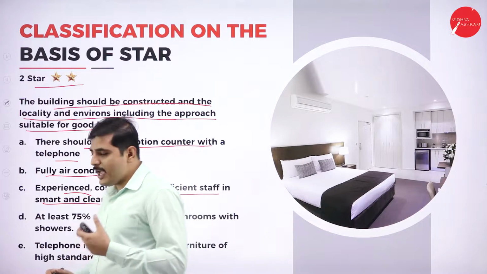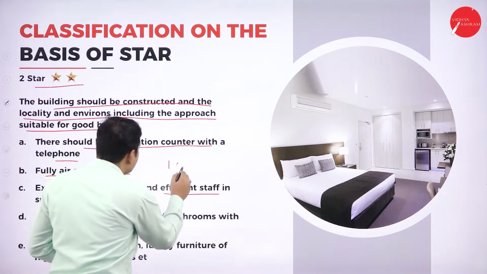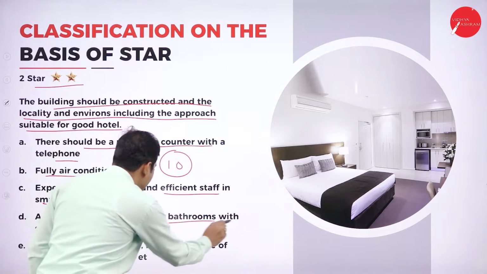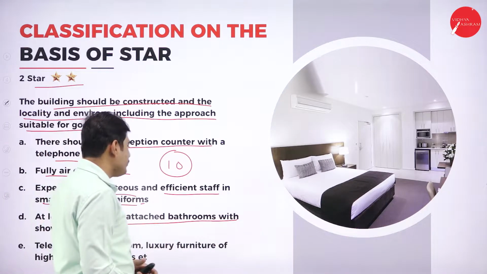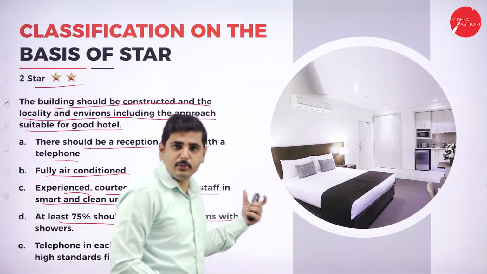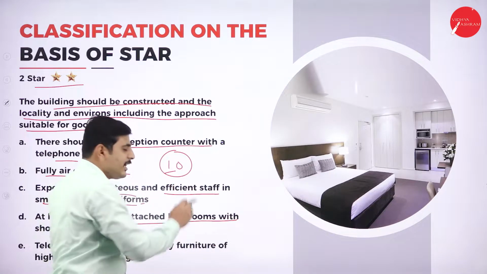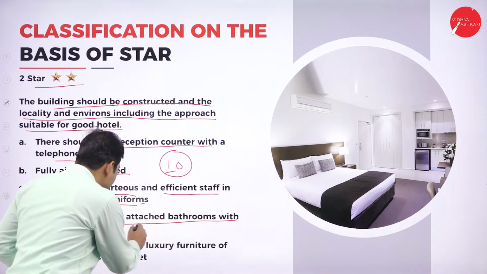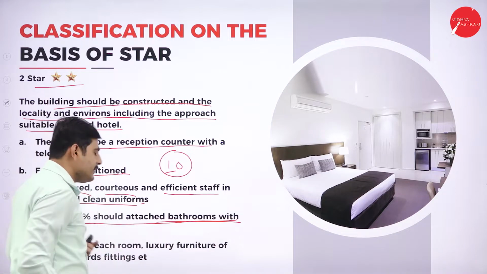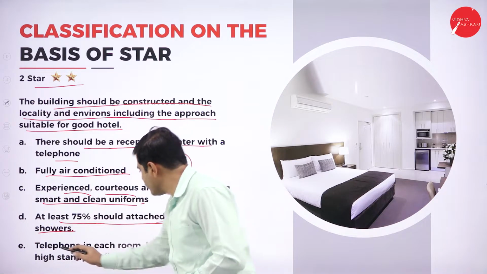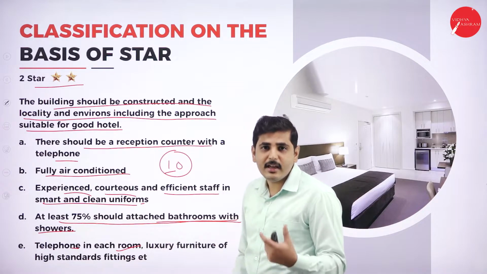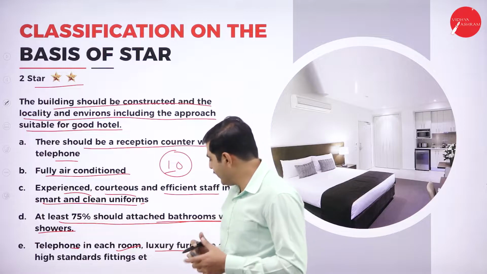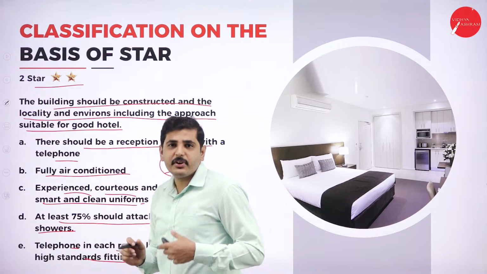Next, they should have at least 10 rooms. Here they should have 10 lettable rooms, with 75% having western bathrooms and showers. So in these hotels, out of 10 rooms, 75% of the rooms should have an attached bathroom with showers. They should also have a telephone facility in each room, luxury furniture, and high standard fittings and furniture.